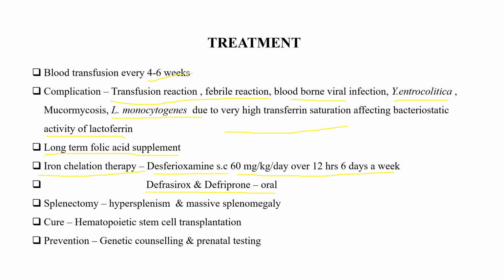And only in hypersplenism and massive splenomegaly, splenectomy is indicated. And if we do splenectomy, we will have to give prophylactic antibiotics and also some vaccines against capsulated organisms like pneumococcus and Haemophilus influenzae. And the main curative treatment of thalassemia is hematopoietic stem cell transplantation. And for prevention, we have to give genetic counseling and prenatal testing. And another drug we can give for beta thalassemia intermedia is hydroxyurea, which stimulates the synthesis of more HbF, so it relieves recurrent blood transfusions.